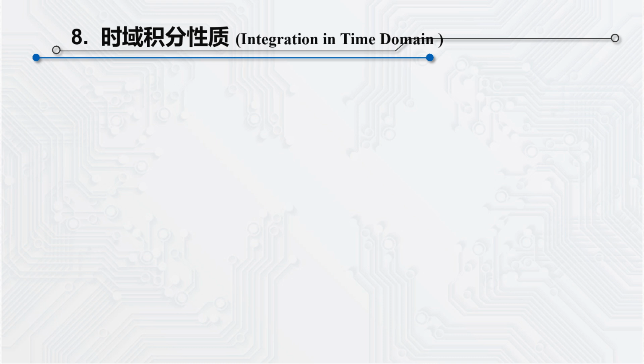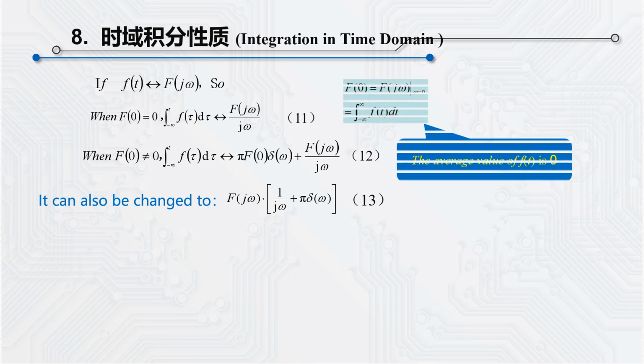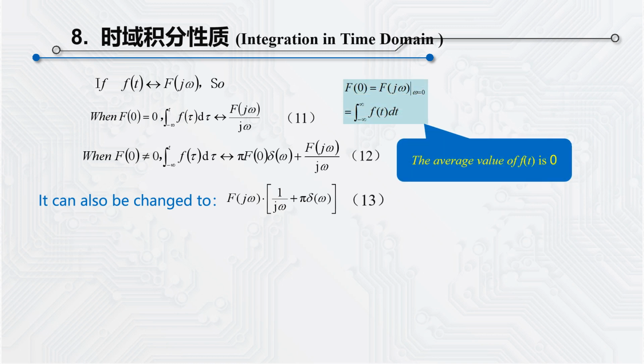Let's look at integration in time domain. There are two cases for integration in time domain. First, when big F(0) equals 0, its integration in time domain satisfies Formula 11. When big F(0) is not equal to 0, Formula 12 is satisfied. Formula 12 can be changed to Formula 13. Here, you should know big F(0) means the value of F(j omega) when omega equals 0.